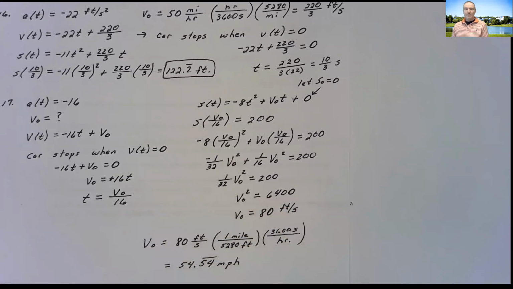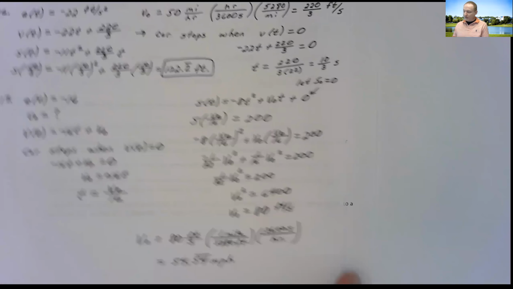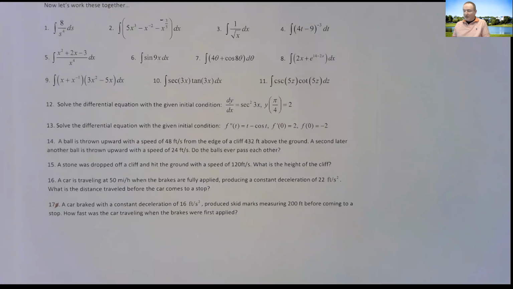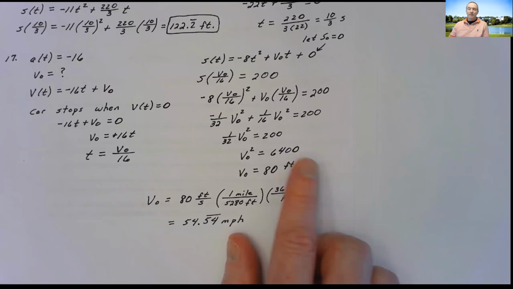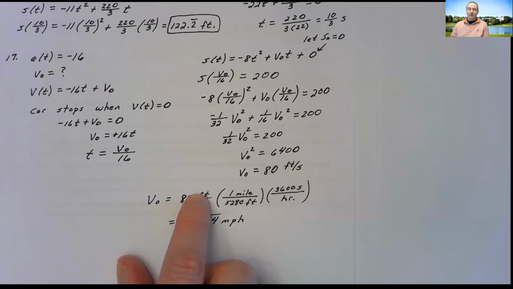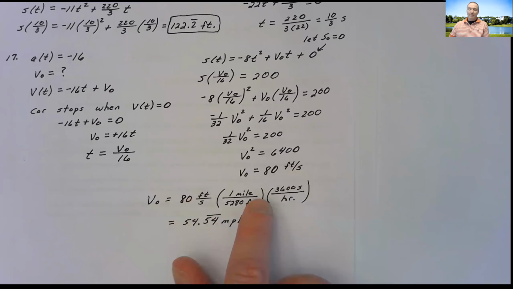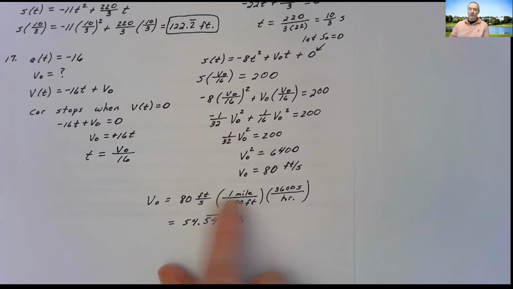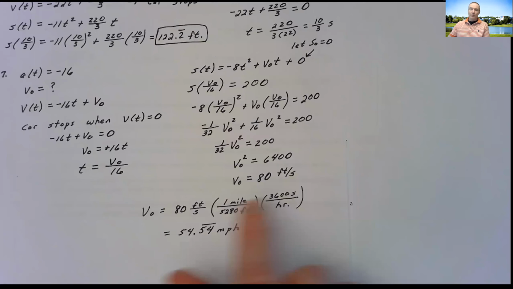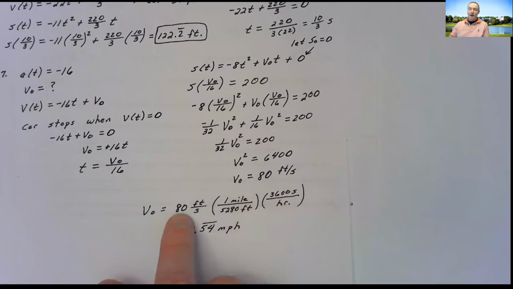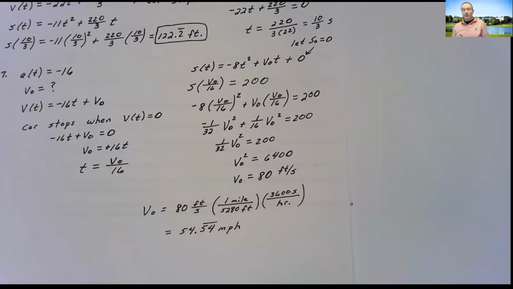Now, I don't know if I specified that the speed needed to be in miles per hour, I didn't, but I did it just for fun. If you wanted to convert 80 feet per second into miles per hour, you multiply by conversion factors. For every 1 mile, there are 5,280 feet, so the feet cancel. For every hour, there are 3,600 seconds, so the seconds cancel, and we're left with miles per hour. You take your 80 and multiply by 3,600 over 5,280, and that reduces to 54.54 repeating miles per hour. Pretty cool problem.